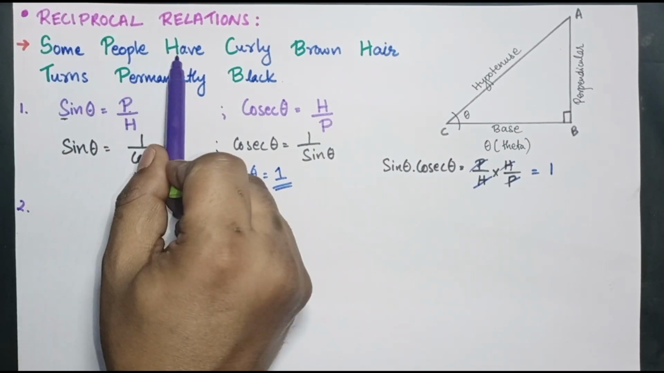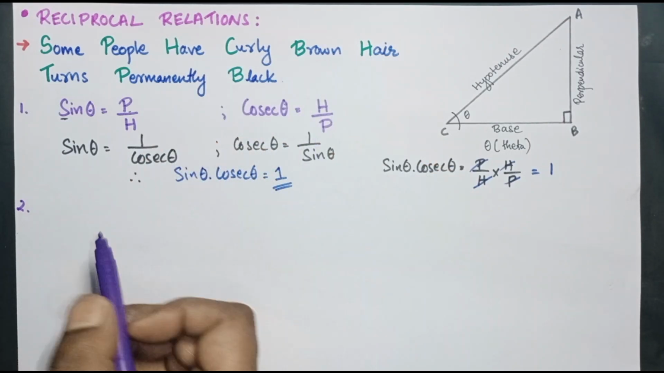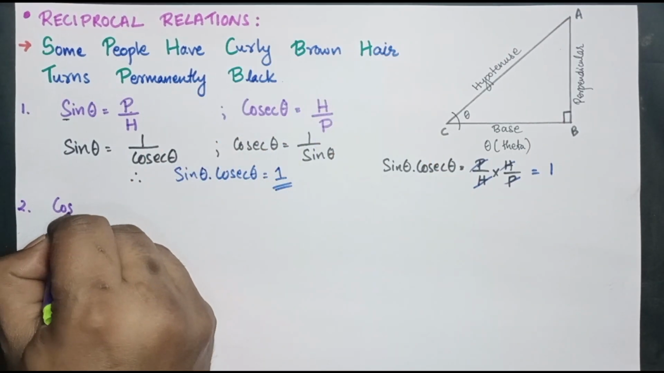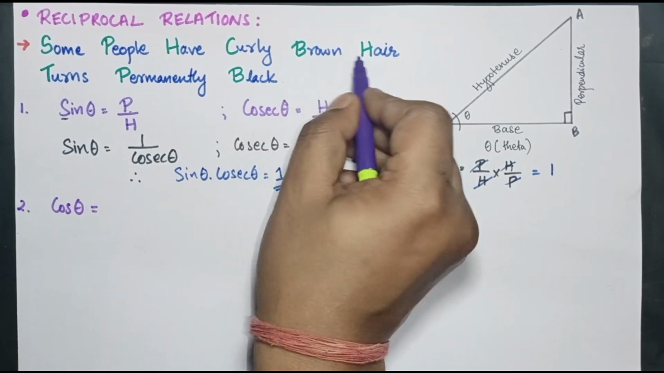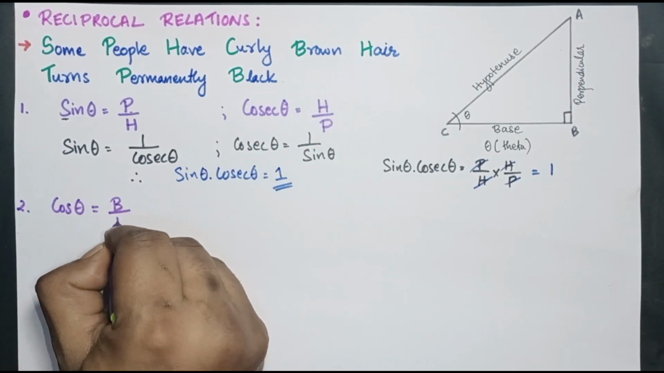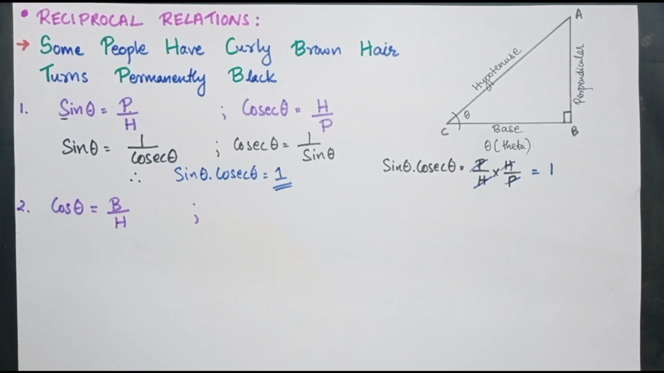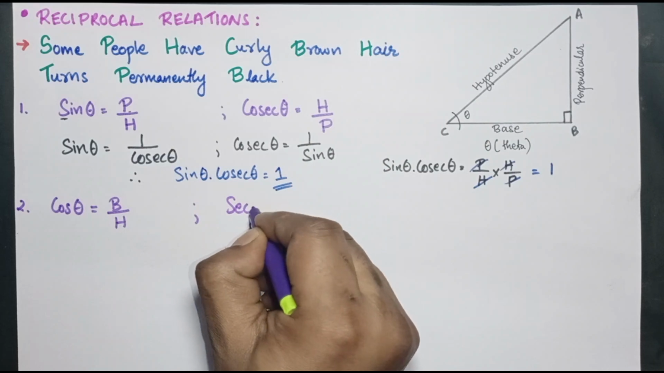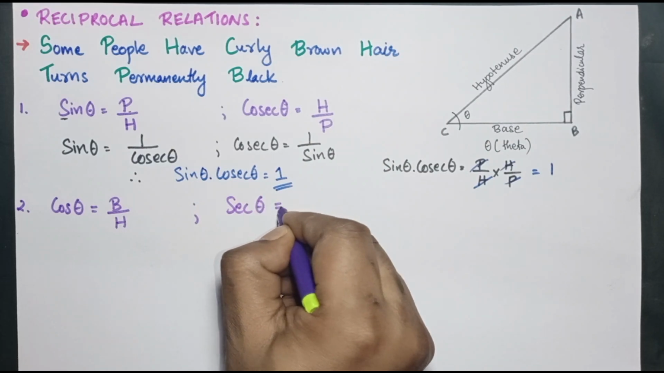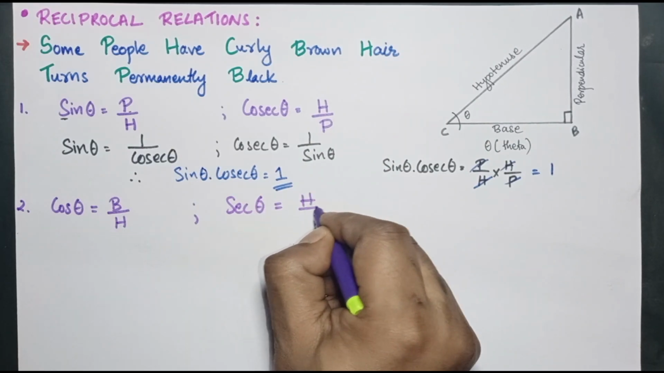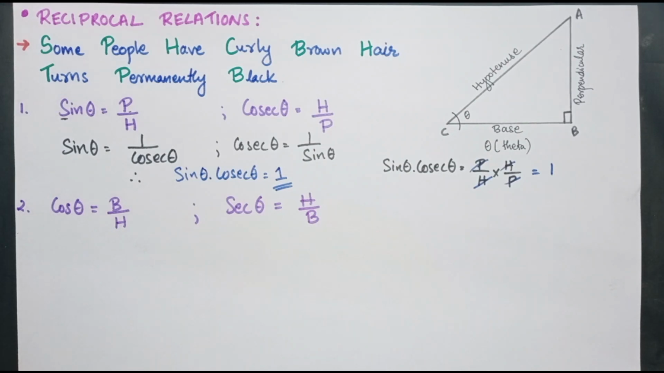So some people have done. Now curly brown hair. So curly brown hair means curly cos theta, curly brown hair. So brown hair means b by h. Okay, hope you are clear with this. So cos theta reciprocal, we have done in my previous one. Yeah, so it will be sec theta, which is h by b. Okay, hope you are clear with this.